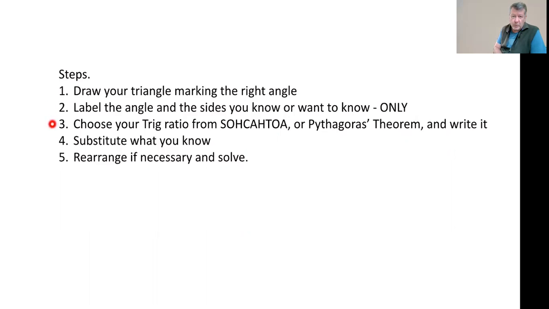Third thing, choose your ratio correctly. Whether it's trigonometry, it's going to be SOHCAHTOA, you choose your sine, cos, or tan based on the saying, or Pythagoras' theorem, and write it. Write it as a formula, right? Sine theta equals opposite over hypotenuse. Cos theta equals adjacent over hypotenuse, or so on. Or for Pythagoras, a squared plus b squared equals c squared. Please write it like that.